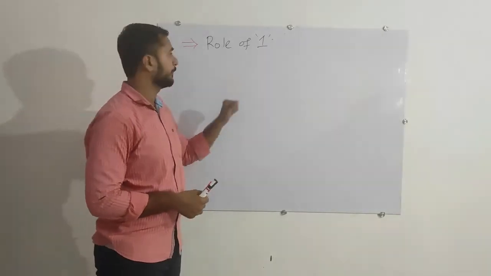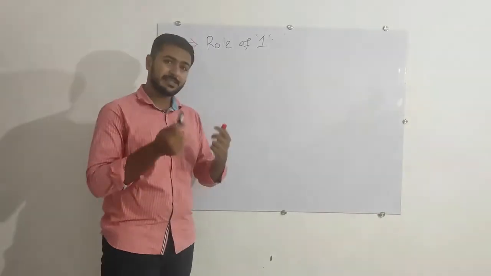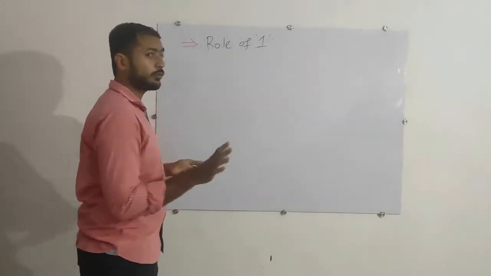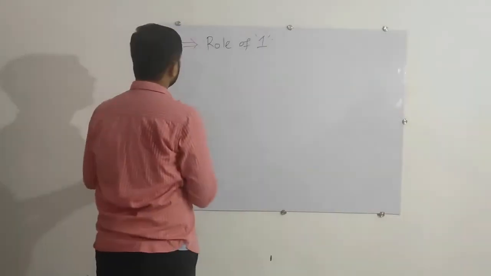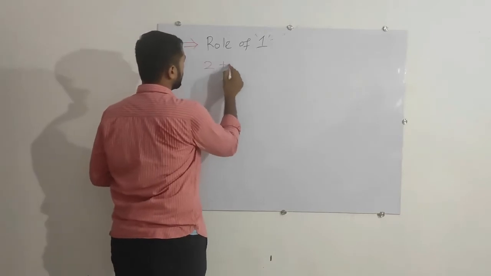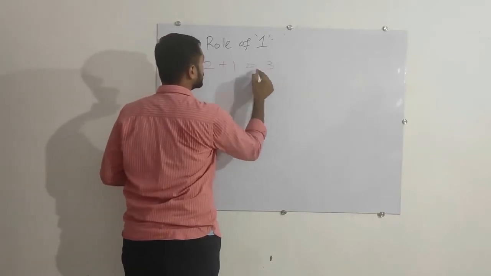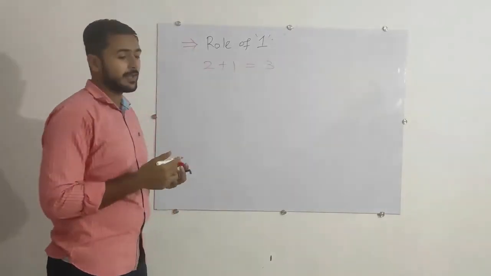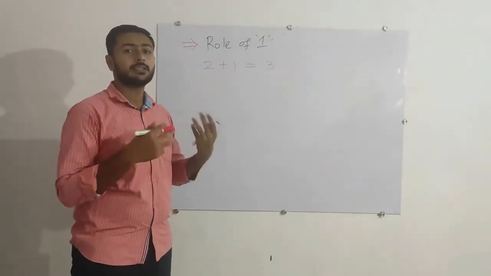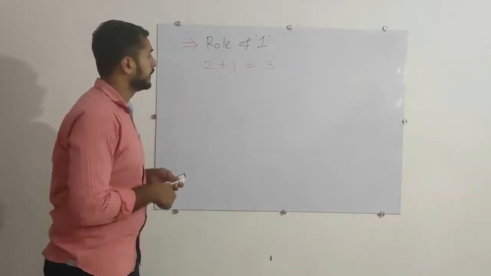Now, the role of 1. In the role of 1, we will discuss the same as we discussed about 0. Let's start with addition only. If I add 2 plus 1, that is 3. It means if I add 1 to any number, we will get a different number, not the same one.